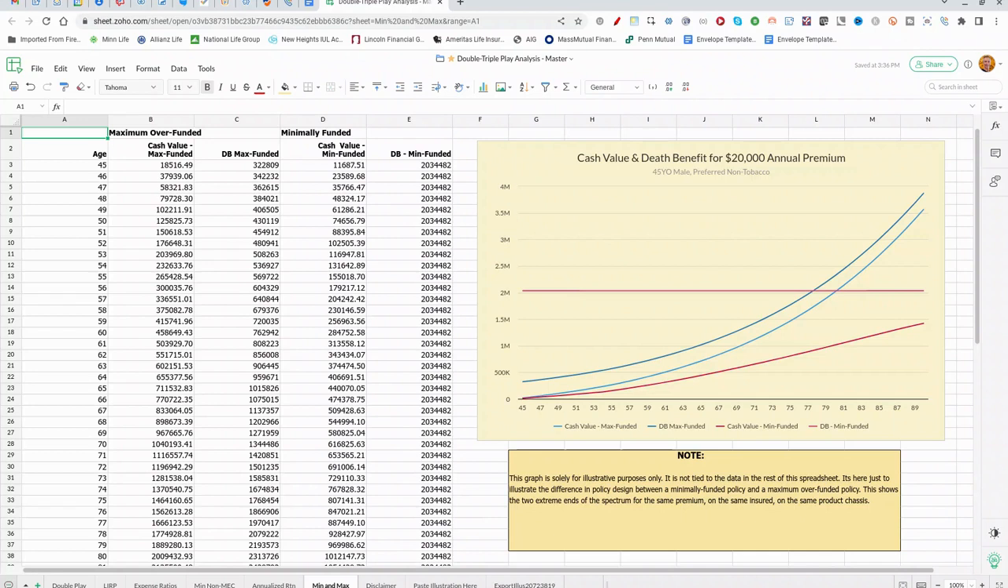So this is just here when I'm sitting down with a client to cover the basics so that people understand that there's a big difference between a policy that's maximum overfunded and one that is minimally funded. And if you try to plug in a policy that's minimally funded, you're going to see what this looks like as well.